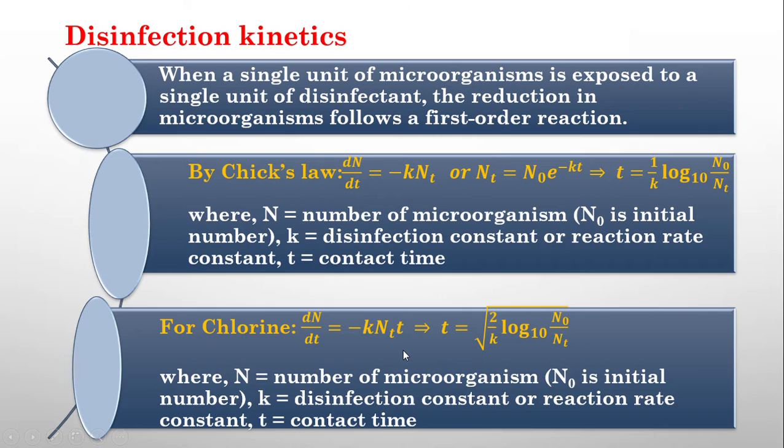The scientist who derived this equation found that the rate of decrease in the number of organisms is directly proportional to the contact time also. So we can finally write the equation as t = square root of (2/k log10(N0/Nt)). All the quantities are described above. So this is the rate at which microorganisms are decreased.